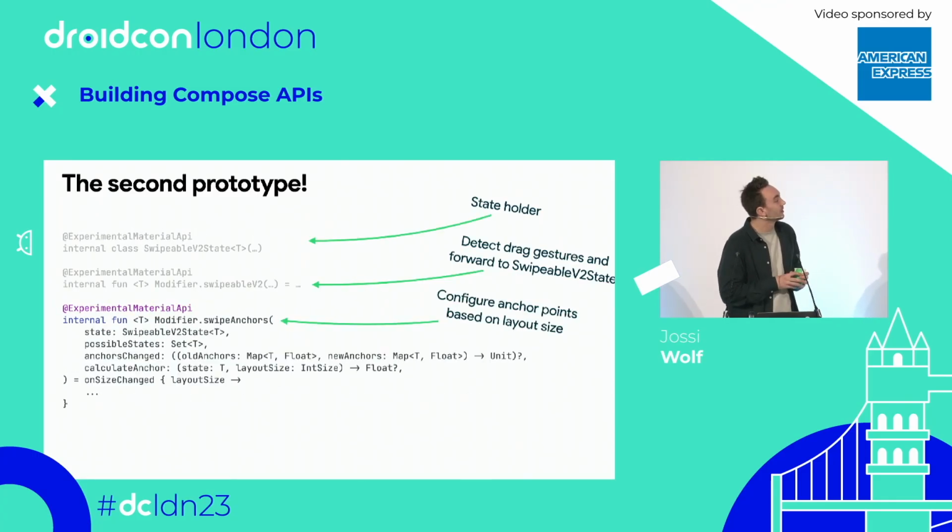We decided to introduce this API called modifier.swipeAnchors, and it took a bunch of stuff. It took possible states, which is sort of confusing, and we'll get to removing these in a second. And the point is we ended up with 3 APIs at some point that were, actually, were they public? They were sort of public.